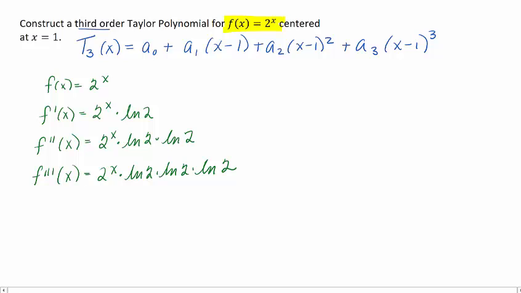All right, now that we've got all three of our derivatives, because we're doing a third order polynomial, we need to now evaluate each one of these at 1, because that's where we're centering our polynomial. So if we evaluate each one of these at 1, for the first one we're going to get 2, and so forth. So let's quickly evaluate those.